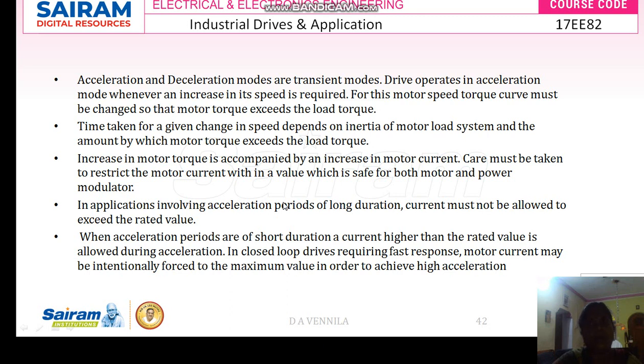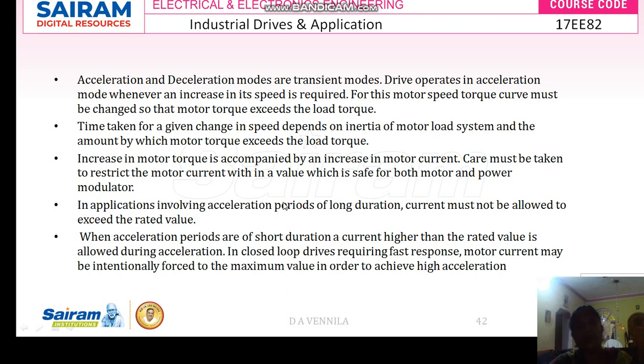If you want to decrease the speed, the drive operates in the deceleration mode in order to stop the motor. Whenever the motor exceeds the rated current, that will not be safe. In order to overcome that, the motor goes into the deceleration state. In a closed loop drive with fast response, the motoring current may be intentionally forced to the maximum value in order to achieve high acceleration.